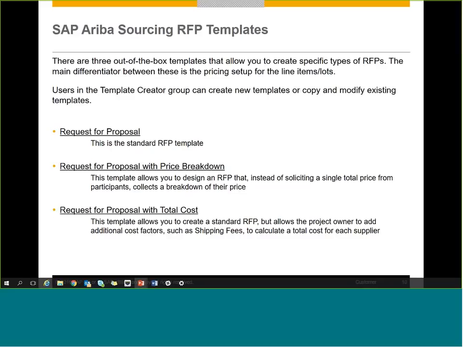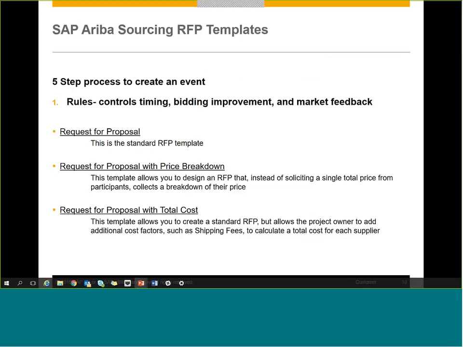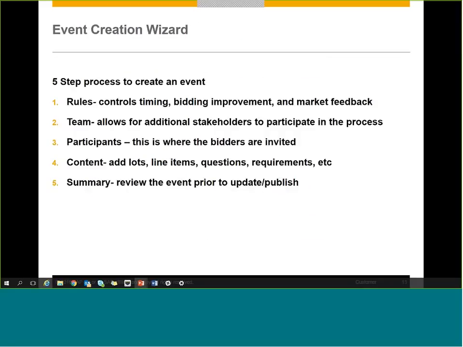Great, so now that we know a little bit about RFP templates, we get into the event creation wizard. This is something that the system provides for you to help guide you through the event creation process. It's a 5-step process broken down into rules, team, participants, content, and summary. These 5 steps don't actually necessarily need to be followed in this particular order. This is just the order in which they are presented to you. However, you can work on whichever section you'd like to work on at any time throughout the process.